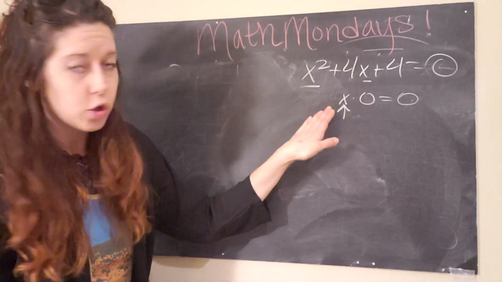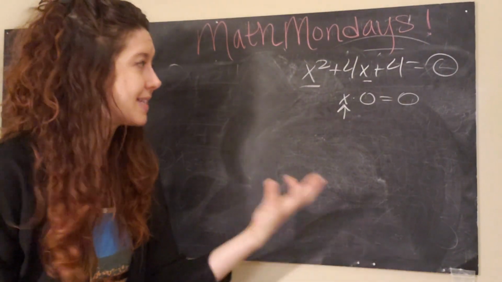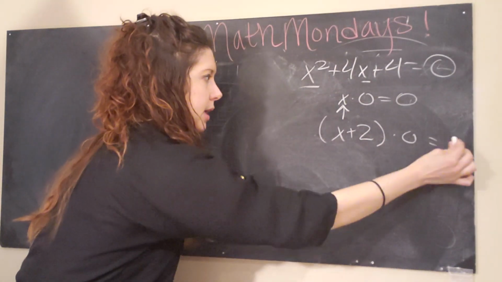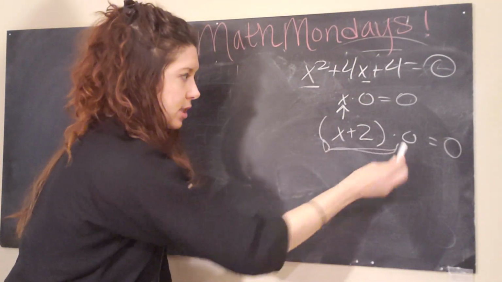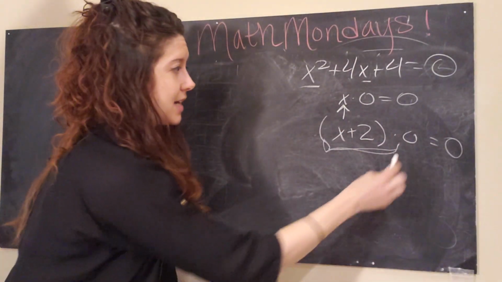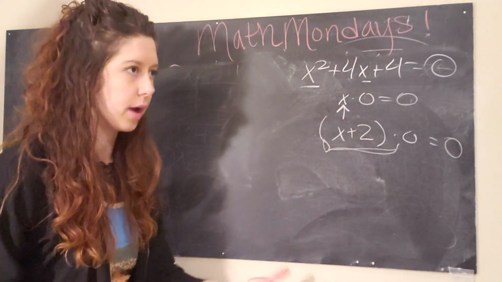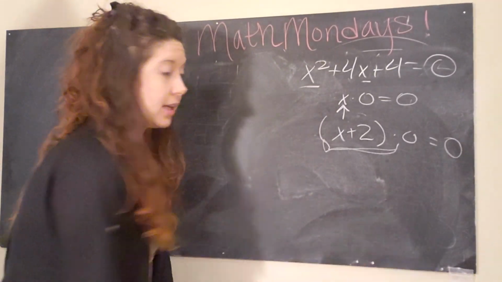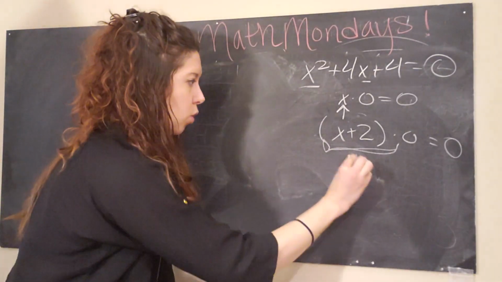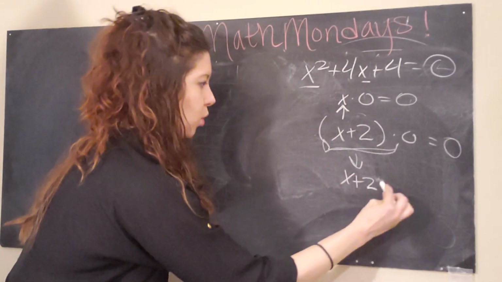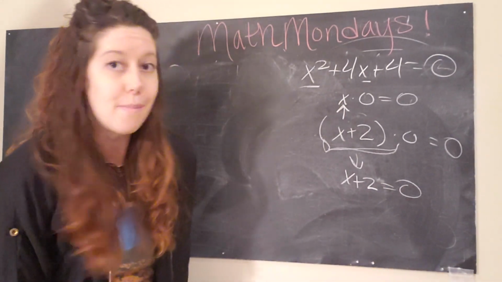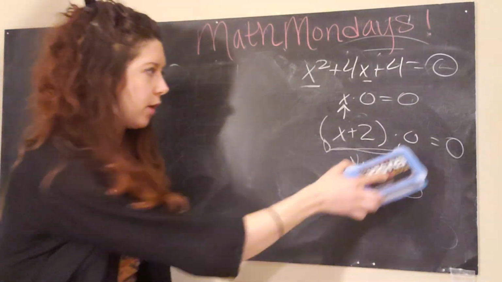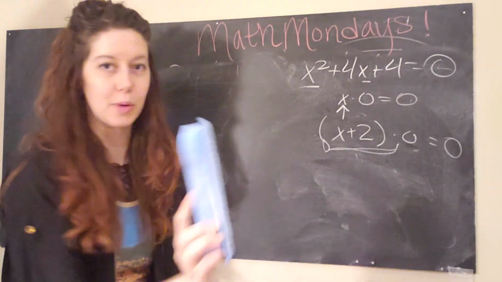And this could be more than just a single variable. It could be x plus 2 times 0 equals 0. This is still true, but in this case, instead of just a single number or a single variable, I have an expression that then equals 0, so that I know that this x plus 2 must equal 0. Or well, I guess in this case it doesn't have to equal 0, but I'll show you what I mean in a second.